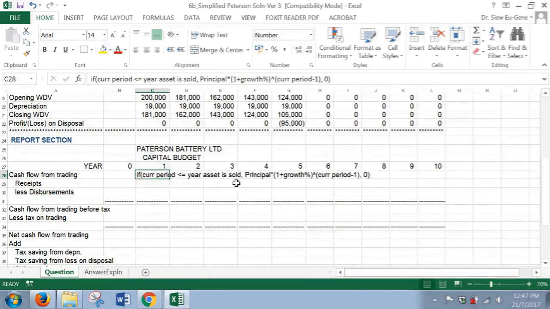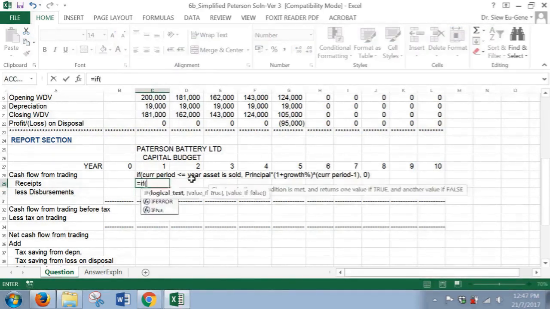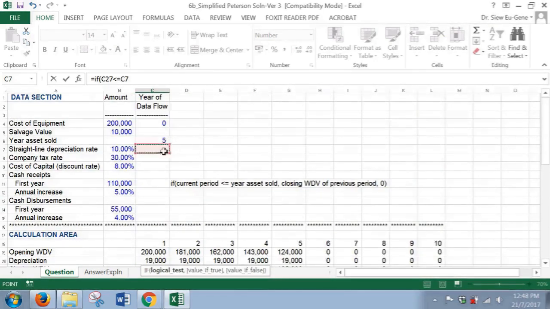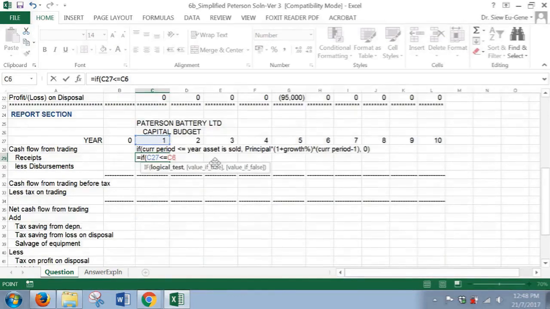This formula can be used for your receipts and also your disbursement. All right, we are using the same formula for both of these cells. Let me change the color back and let's fill this in. So if current period is C27, as long as it's less than year asset is sold, which is C6. I'm going to lock this because I don't want C6 to change, whereas my current period I want to change because I want to refer to year 1, year 2, and so on.